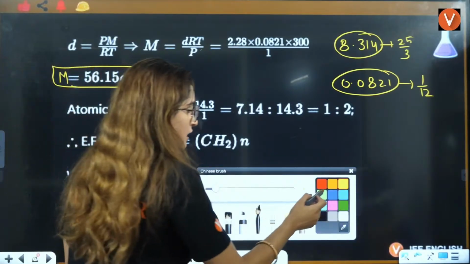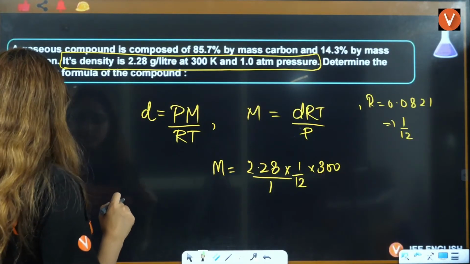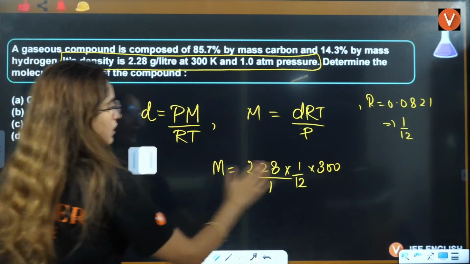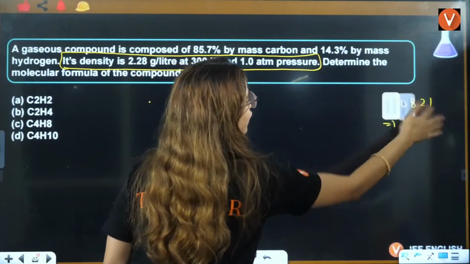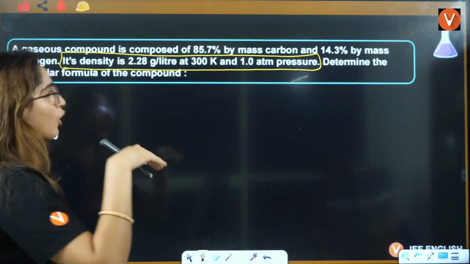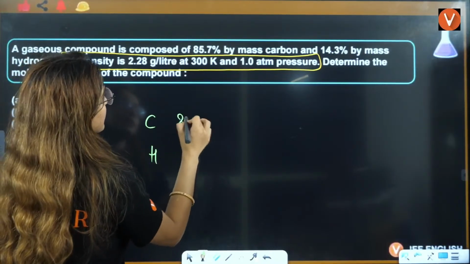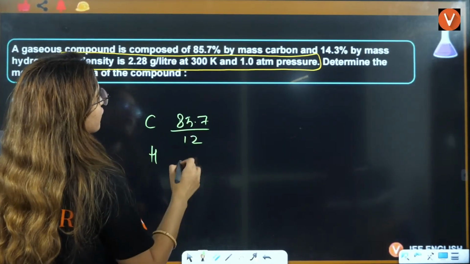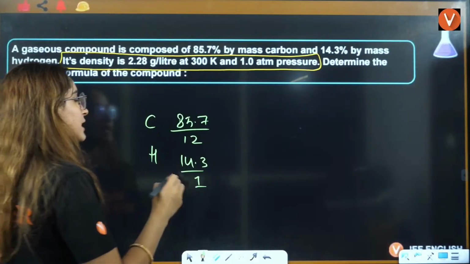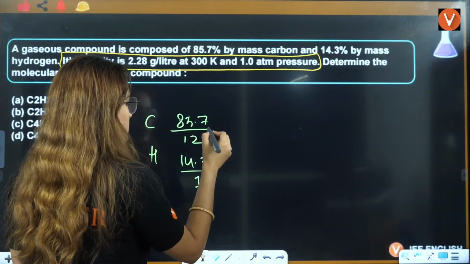Now, how do you calculate the empirical formula? Here they have given it this way, but we would normally calculate it in the form of a table. In the exam you can't make a table, so how will you do it? This is carbon, this is hydrogen. Carbon is 85.7, molar mass is 12. Hydrogen is 14.3, molar mass is 1. Directly you will do that. After this, you have to take the simple whole number ratio.